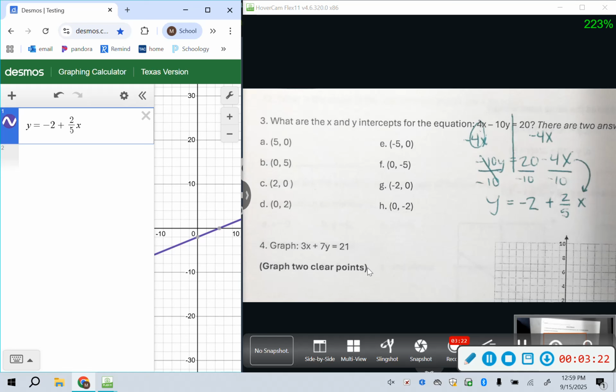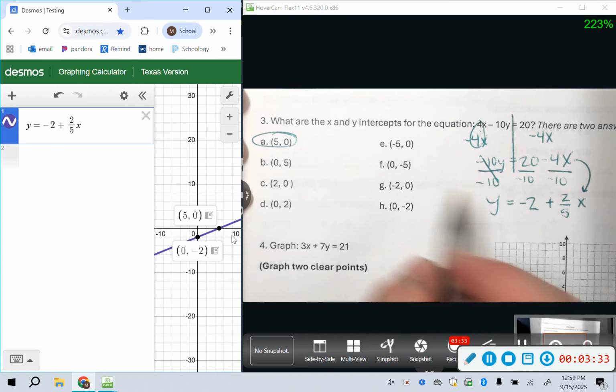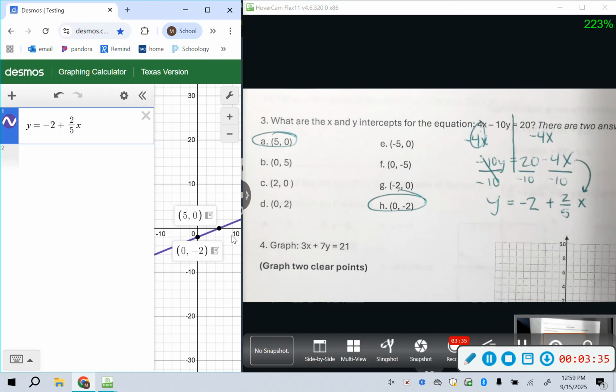So this is what I get. And I remember it's looking for my x and y intercept. Well, my x and y intercept are just where it touches x and y. So I have 5, 0, which is here. And I have 0, negative 2, which is here. So don't get them backwards. You're literally shown the point on your calculator. So do not flip them.